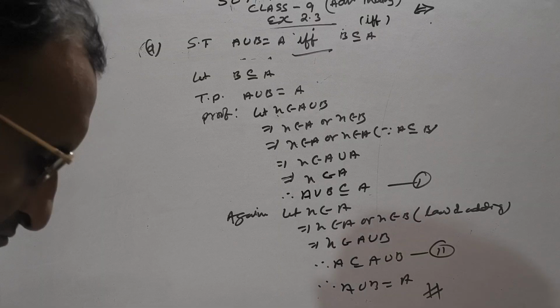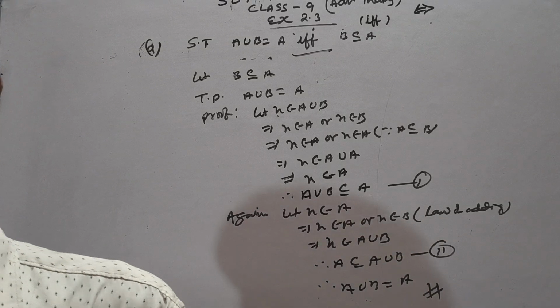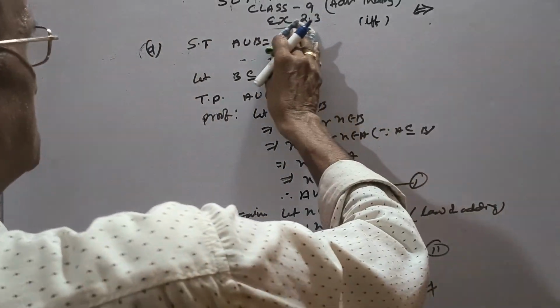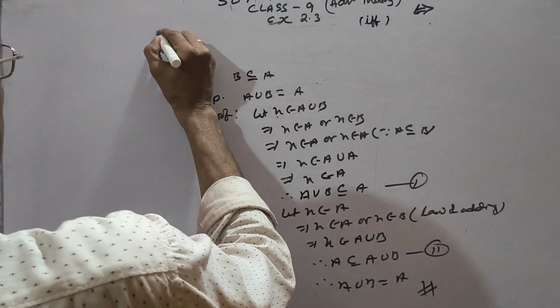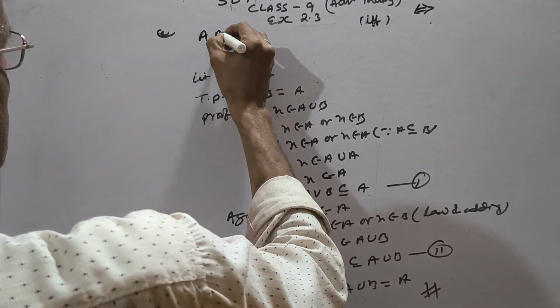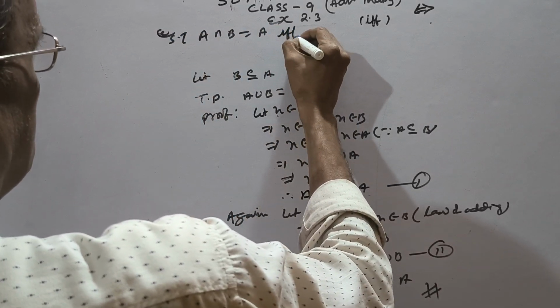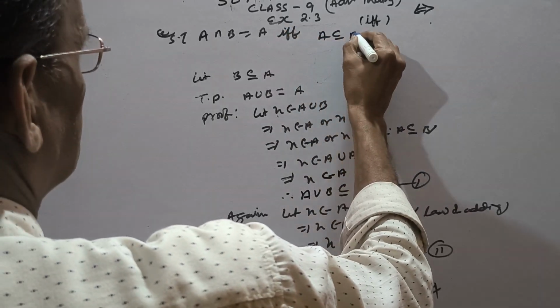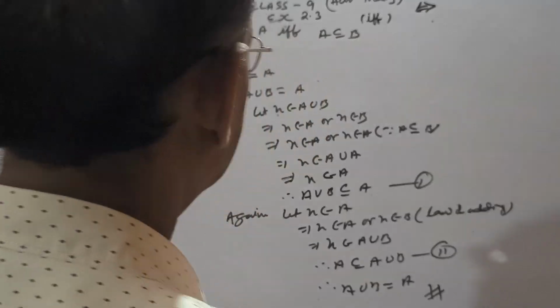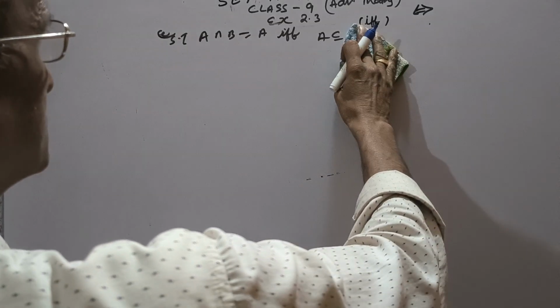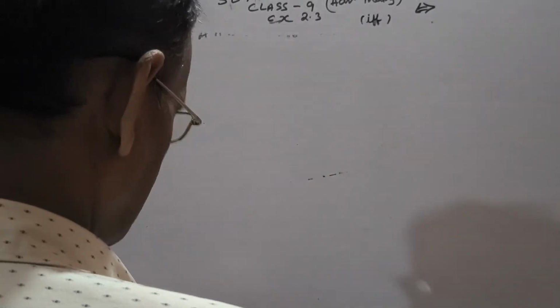Okay. Now next question. The next question is almost similar, number E. What is given? A intersection B equals A. The question is to prove that this holds if and only if A is a subset of B. It is almost similar, so you should practice this sum yourself. I leave this exercise for you. You try yourself. Now we will go to the next sum.